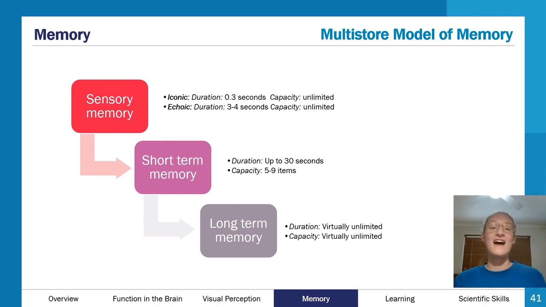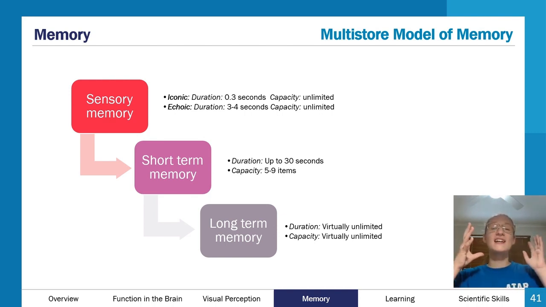So that's why we have multiple different models that we're looking at. We're looking at the multi-store model of memory. Later we'll look at the working model of memory and the levels of processing model of memory. There are elements of each that we might agree or disagree with, but because it's so abstract, we can't figure out exactly how it works, because it's so complicated.